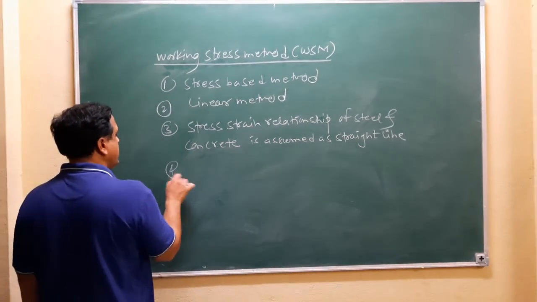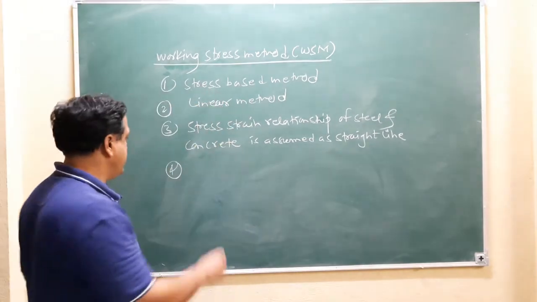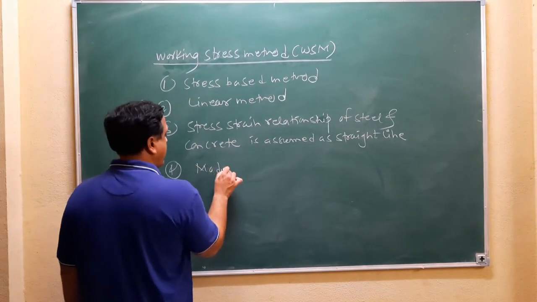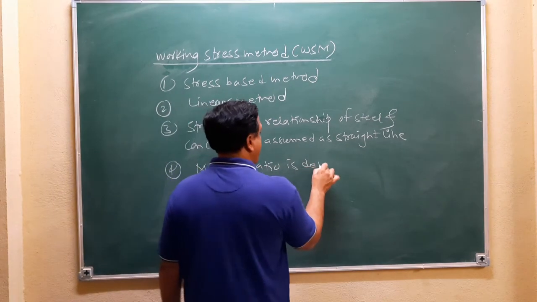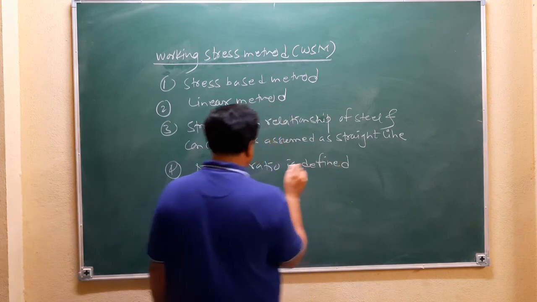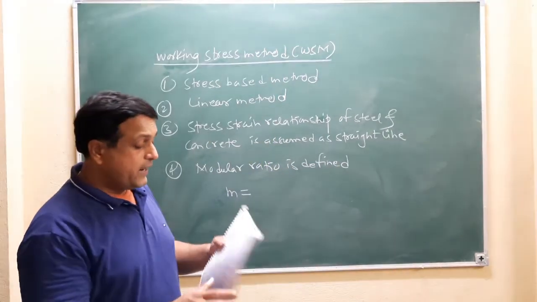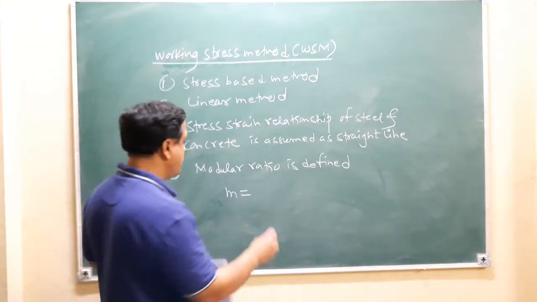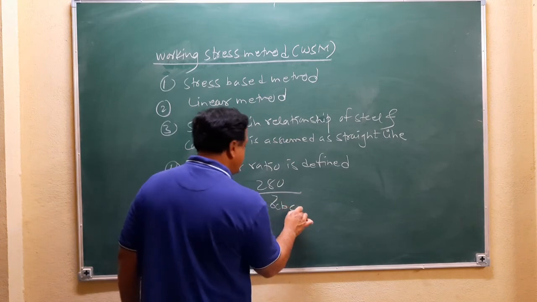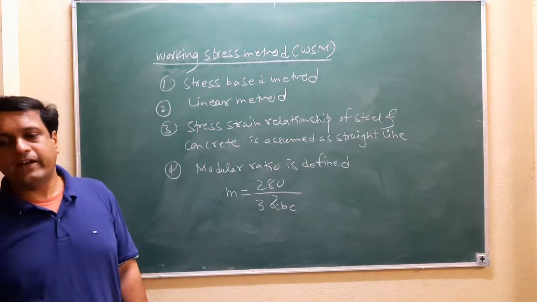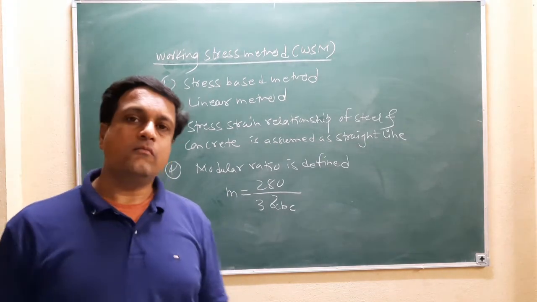And fourth one, the modular ratio is defined in this method. That modular ratio is calculated using the formula, and that formula is available on page number 80. It is 280 divided by 3 sigma CBC. Using this formula you can find out the modular ratio.